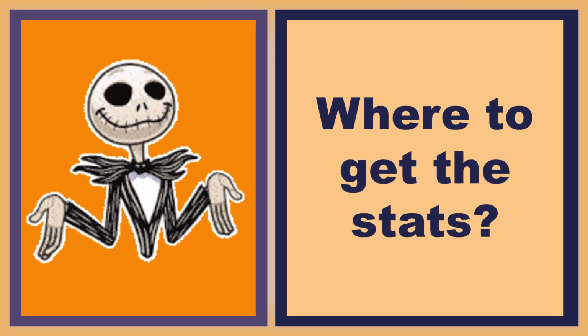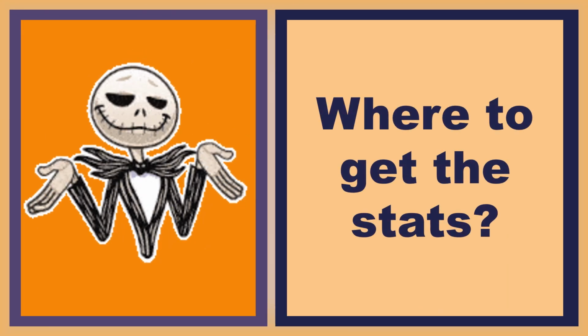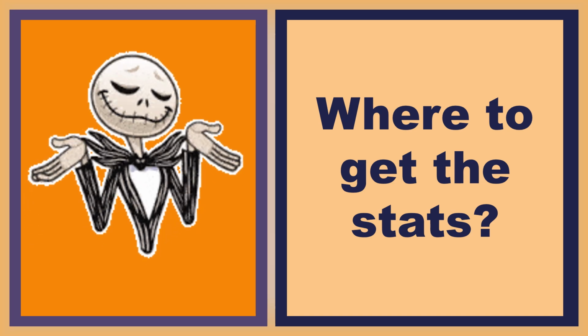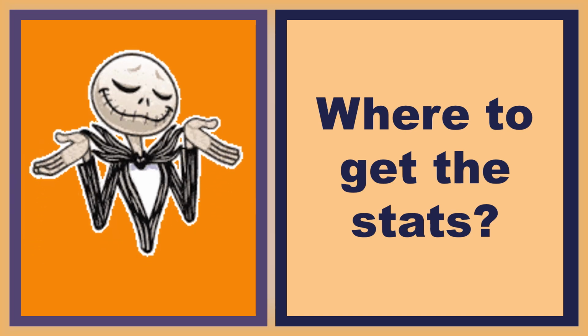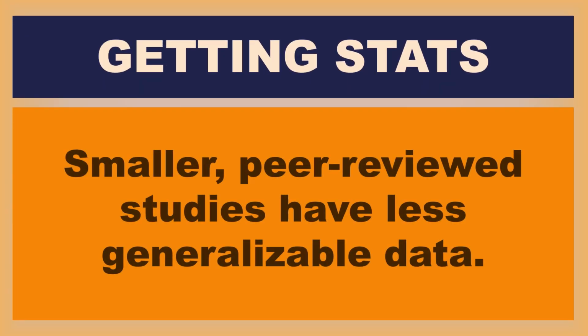The next question is, where do we get the stats? Because we don't want to understand simply how to use them, but we want to get effective ones and reliable ones. So let's take a look at that. Smaller peer-reviewed studies have less generalizable data. Though they may be reliable, they're often specific to a region or even school. Therefore, we want to get stats that could be more generalizable to the broader population.